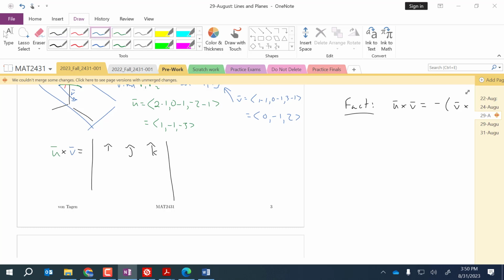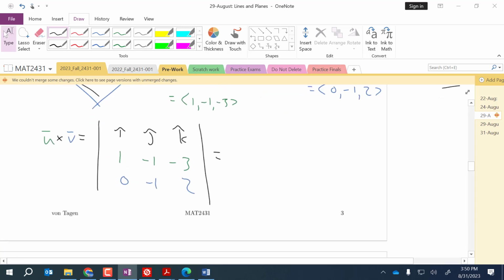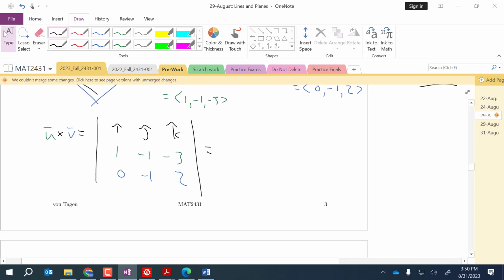So this would give us 1, -1, -3, 0, -1, 2, and we'll compute that cross product. The way I've shown you how to do it, and the reason why is because you go to other classes, this carries over to higher dimensions. Not the cross product, but this calculation does. It is to do this process called expansion by minors. Oops, that's a minus.